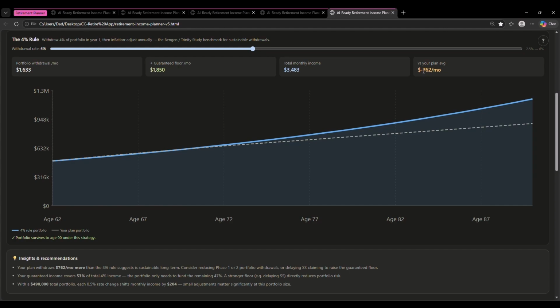What does that actually mean? Well, let's have a look down here in the Insights and Recommendations tab. It says your plan withdraws $762 a month more than the 4% rule suggests is sustainable long term. And it's giving us some ideas here. It says consider reducing phase 1 or 2 portfolio withdrawals, or delaying Social Security to raise the guaranteed floor.